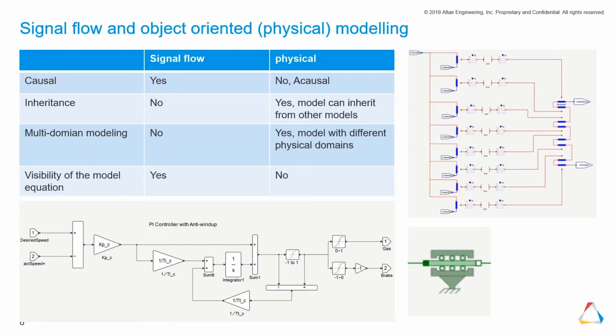Inheritance is also a very important part of physical modeling because your models are made of several models, which are the same as classes, and they can inherit functions and functionalities from other classes. Multi-domain modeling is something that signal flow cannot do, but physical modeling can. And there's one good point of signal flow modeling. You can see the equation of your model, which is very important for control engineers who want to set up controllers and want to know how their system behaves.